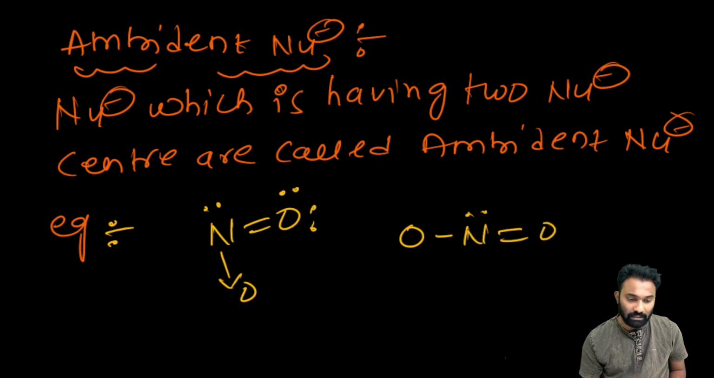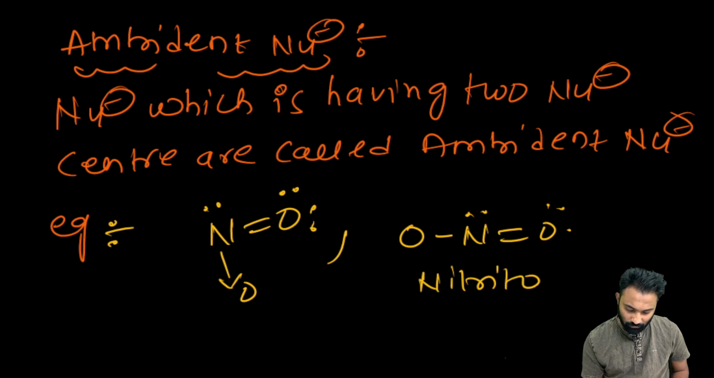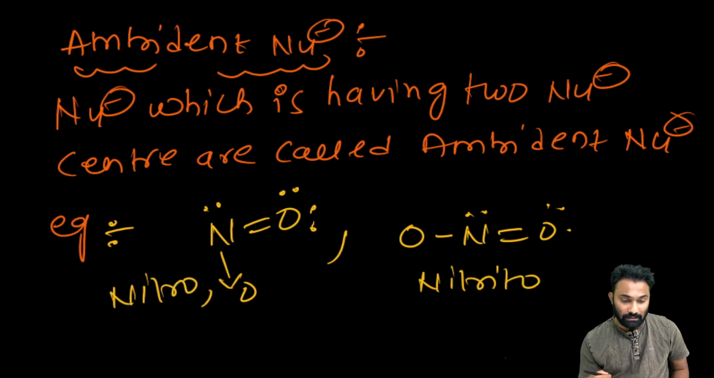Now this is a nitrito. Nitrito also has the oxygen which has the lone pair of electrons. Nitro is different. This is nitrito. Clear? This is a nitro. Done? Clear? Next one, cyano.